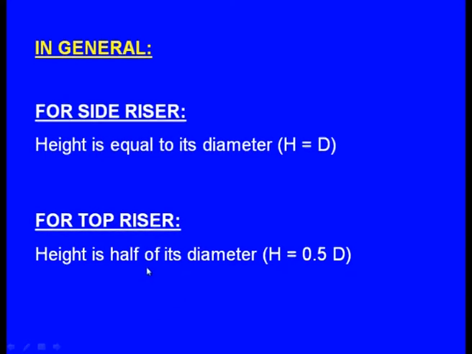In general, for a side riser, height is equal to its diameter. If the height is h and the diameter is d, h is equal to d. And for a top riser, height is half of its diameter. If the height is h and d is the diameter, h is equal to 0.5 d. This is in general, right?